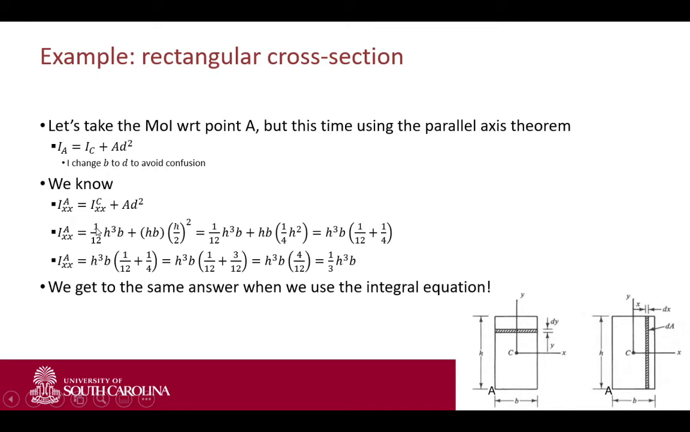So around the centroid was a given because those are standard shapes. So we know it's 1/12 h cubed b. So we add the AD term. A is equal to h times b, that's area, and the D term is equal to h over 2 squared. If we evaluate that, we get the same answer as our integral equation. And the difference is this is significantly faster than re-evaluating the integral every time.